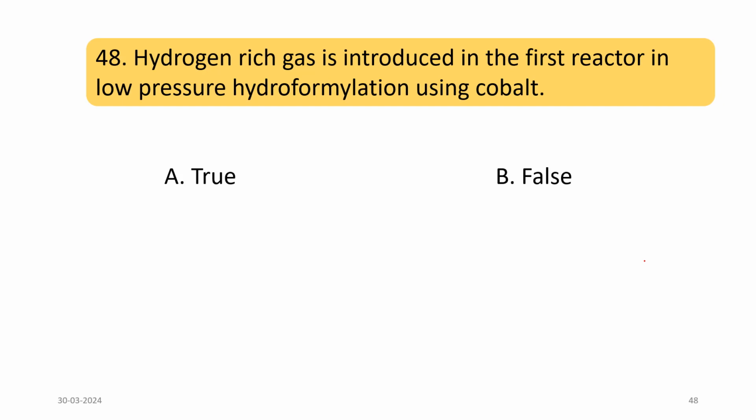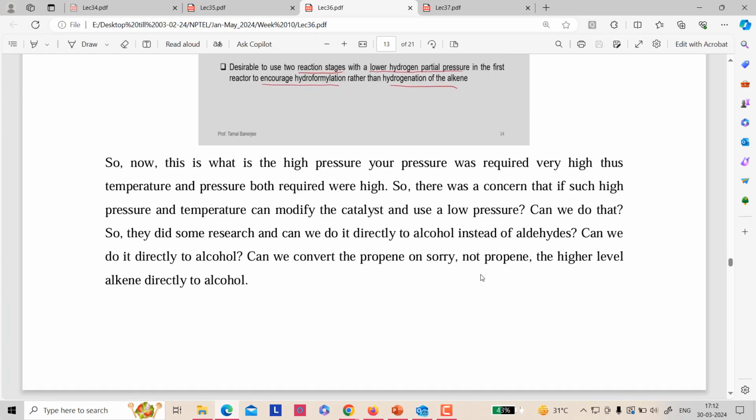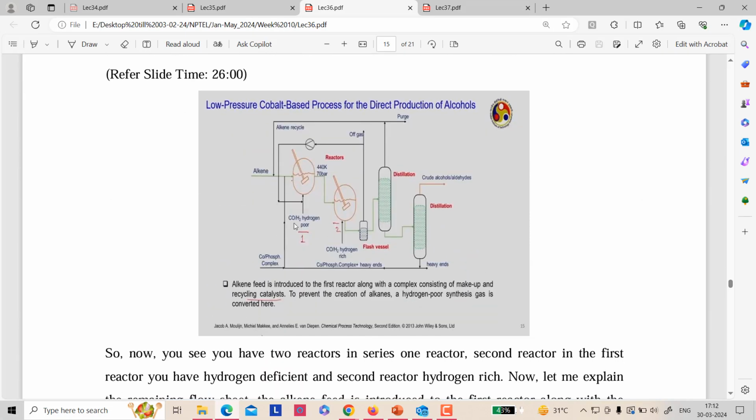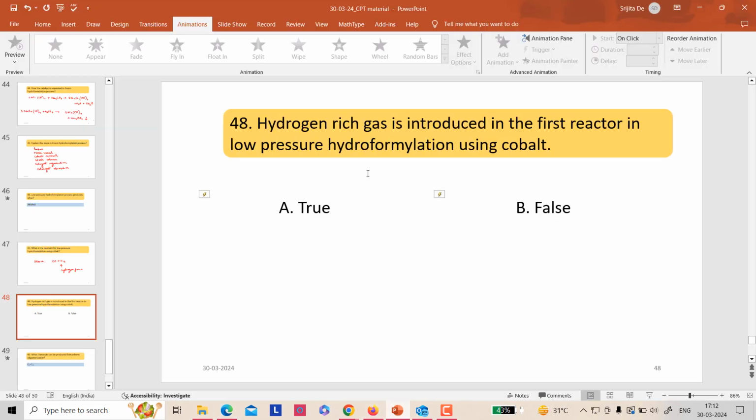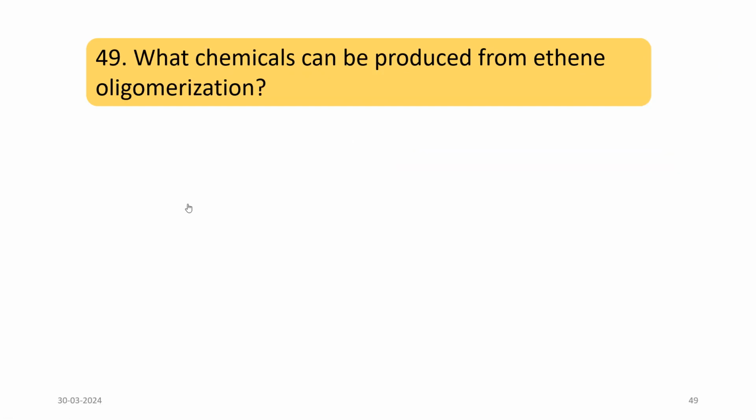Next, hydrogen-rich gas is introduced in the first reactor in low-pressure hydroformylation using cobalt. Is this true or false? If we go to the slides, you can see that in the first reactor, hydrogen-poor syngas is added, but in the second reactor, hydrogen-rich syngas is added, right? So as per the question, hydrogen-rich syngas is introduced in the first reactor. It is false. Okay. Next, what chemicals can be produced from ethene oligomerization?